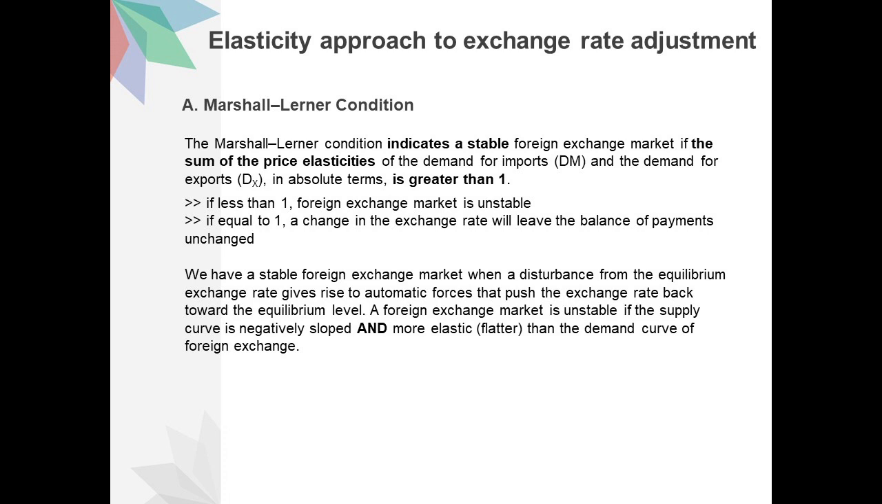We have a stable foreign exchange market when a disturbance from the equilibrium exchange rate gives rise to automatic forces that push the exchange rate back toward the equilibrium level. A foreign exchange market is unstable if the supply curve is negatively sloped and more elastic, flatter, than the demand curve of foreign exchange.